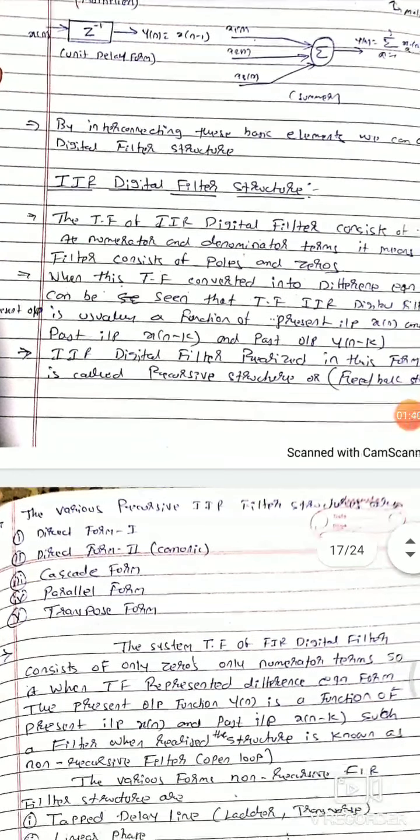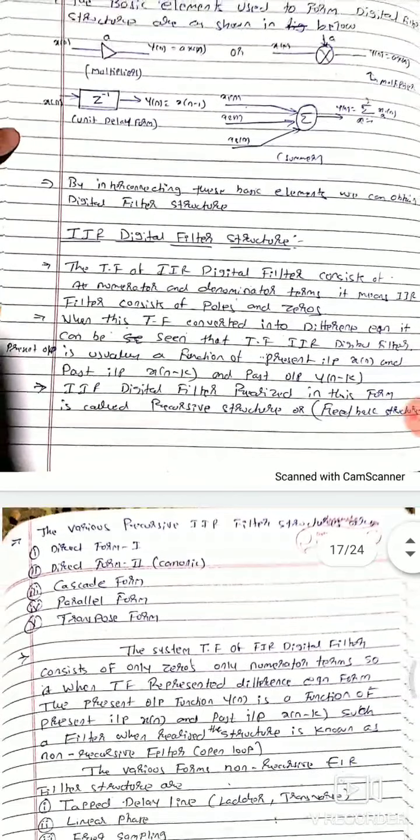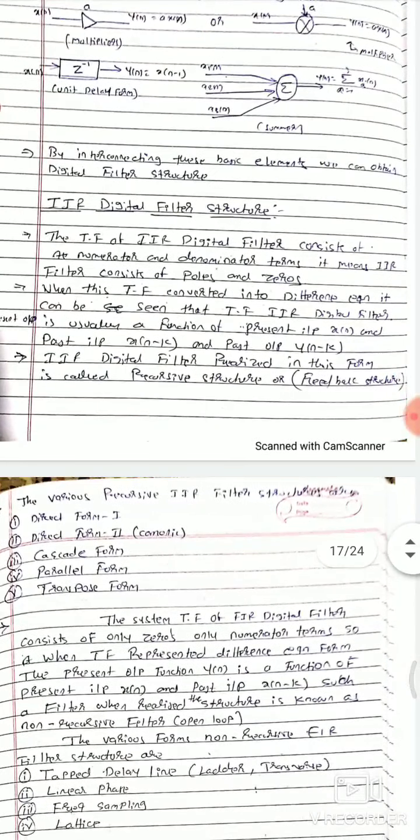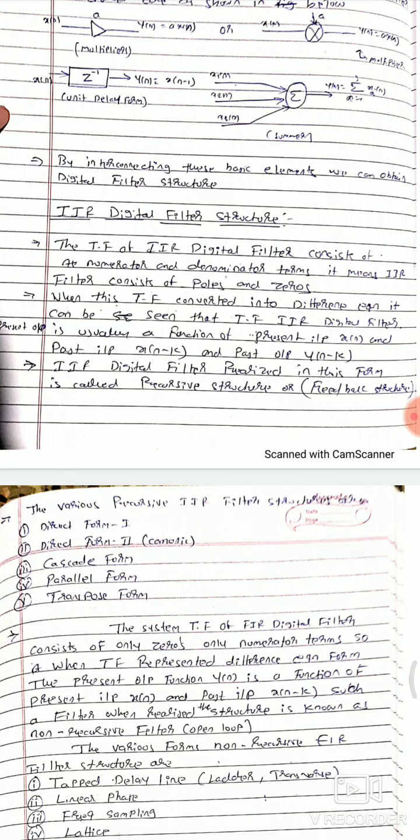So first is IIR digital filter. We'll see the IIR digital filter realization. Then we'll see the FIR digital filter realization. So the transfer function of an IIR digital filter consists of numerator and denominator terms. It means that an IIR filter consists of poles and zeros. You know already this. We have seen the transfer function of IIR digital filter. It consists of zeros as well as poles, I mean both the numerator and denominator terms.